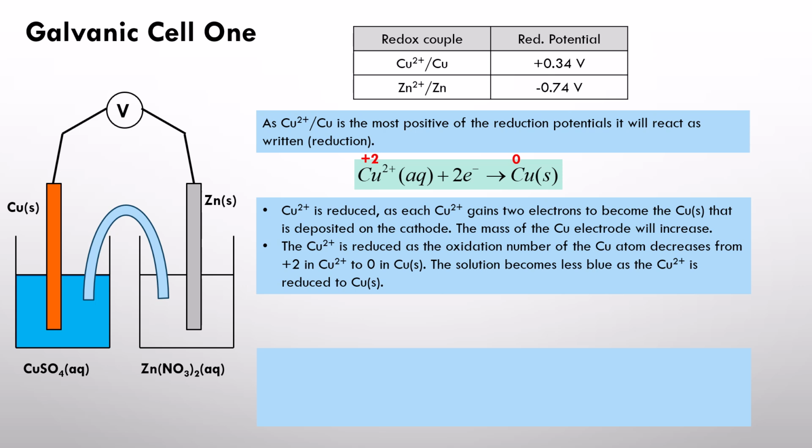Also, we would observe that this blue solution here, this is produced by the copper 2 plus ions, it will become less blue as the reaction proceeds because the concentration of ions will decrease.